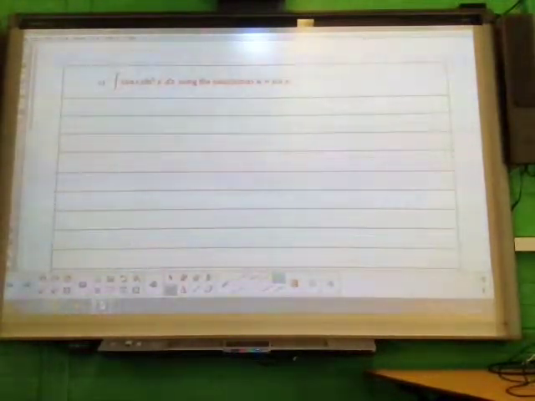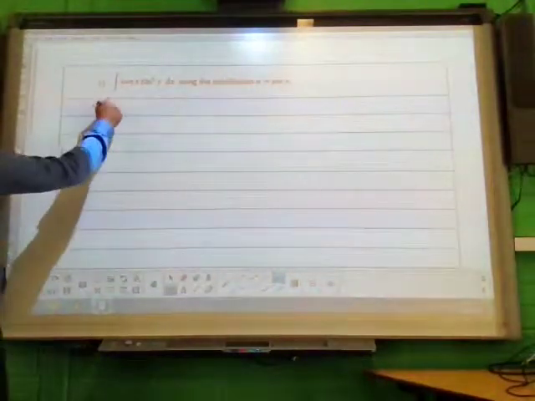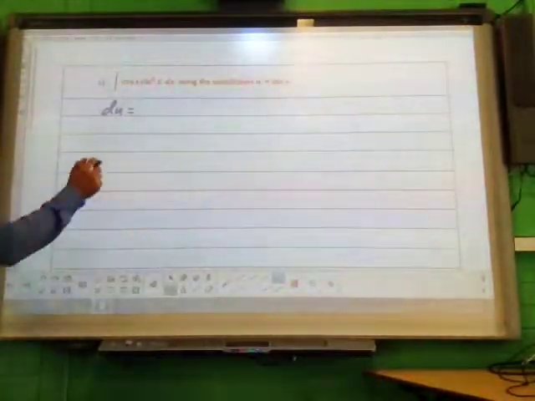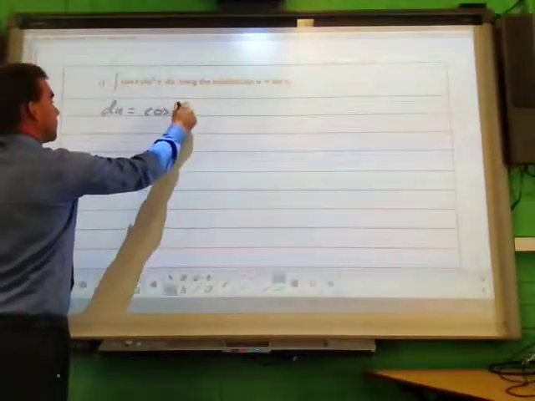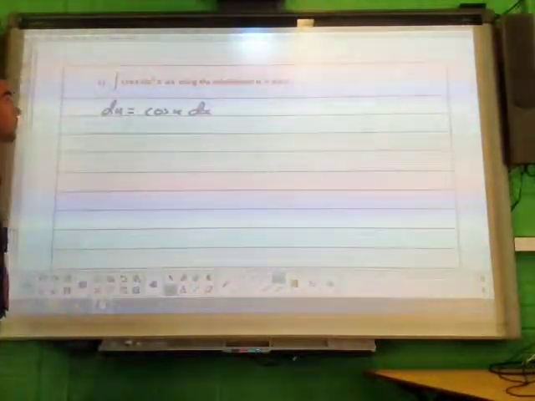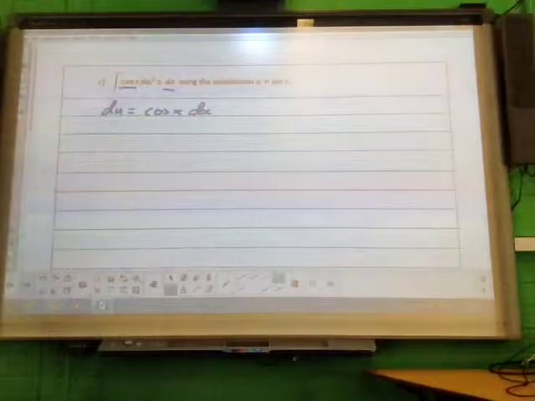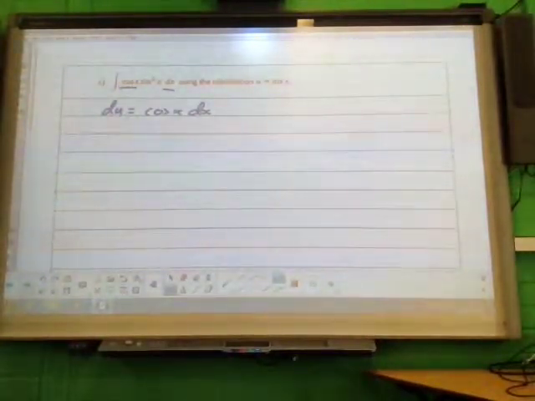Alright, so this one you do need to use the u substitution. If you need to make a substitution, they should give you what you need to substitute. So using substitution u equals sine x, differentiate. When you differentiate sine, you get cos x dx, all there, ready to go. That's the u equals sine x.